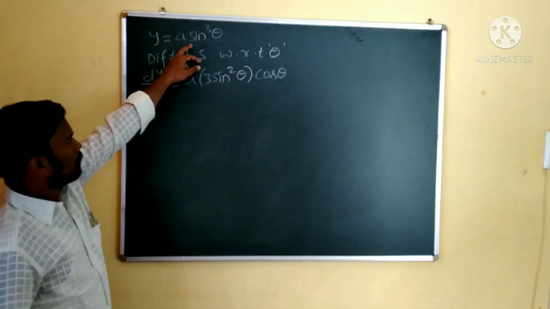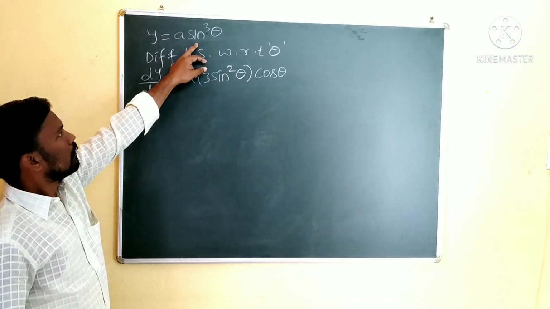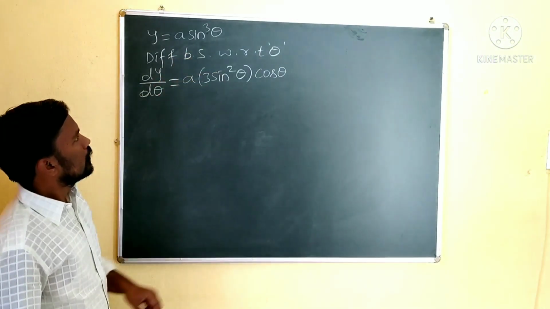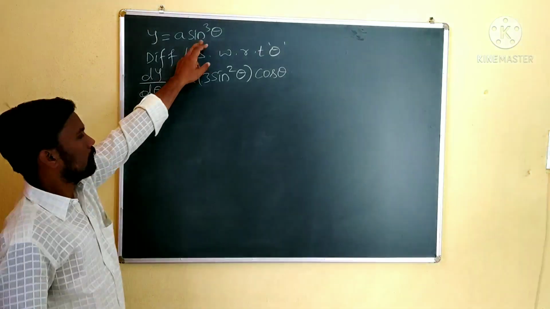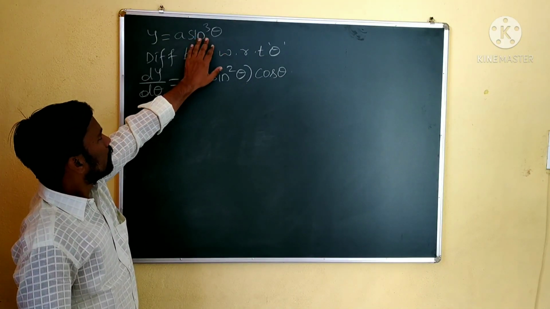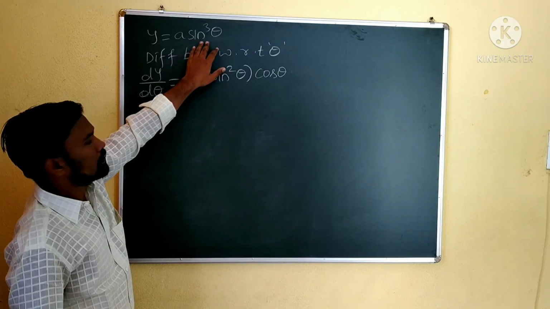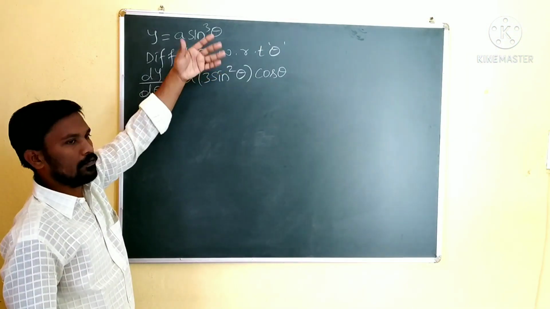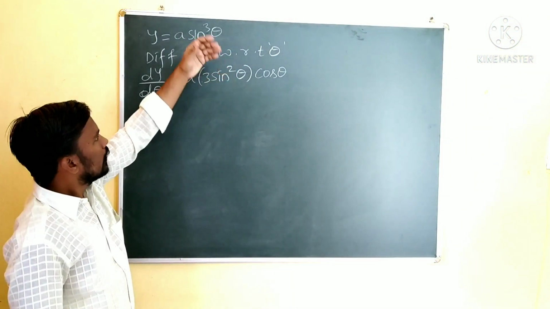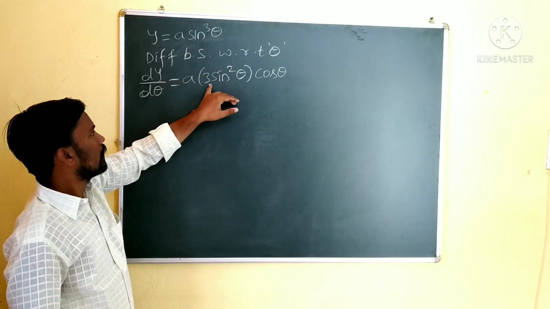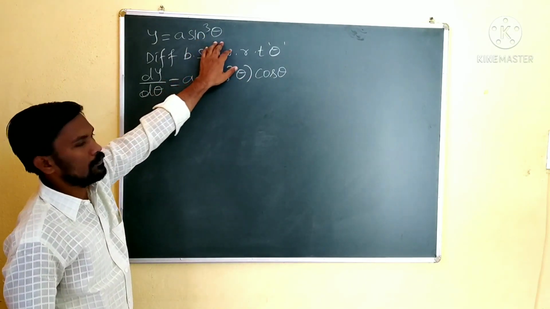So I apply the chain rule for differentiating sin cube theta. Initially I have to treat this sin theta as simply x. The derivative of x cube is 3x square. Therefore, the derivative of sin cube theta will be what? 3 into sin square theta, and take the derivative of sin theta.